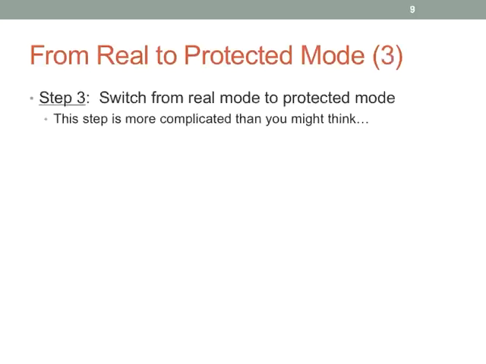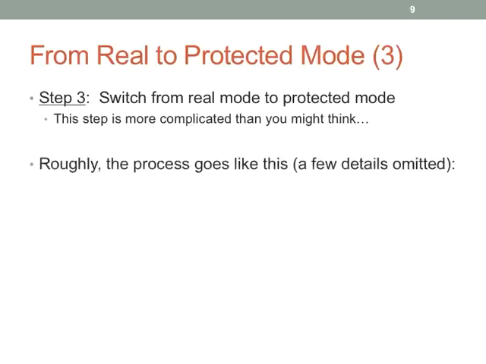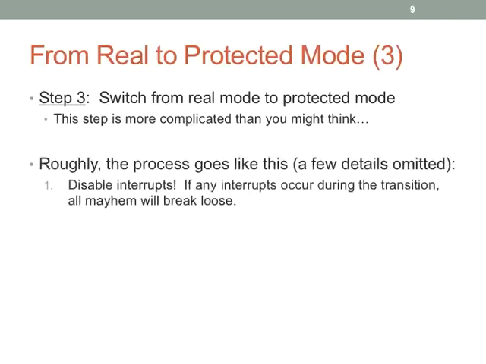Okay, so we switched from real mode to protected mode. And again, more complicated than you think. The work you guys have to do on the second project is like the simplest possible version of it. Okay, so there's a few details even omitted from what I'm going to give you, and it's like an 8-step process here. So you disable interrupts, and the IA32 manual is really explicit about this.